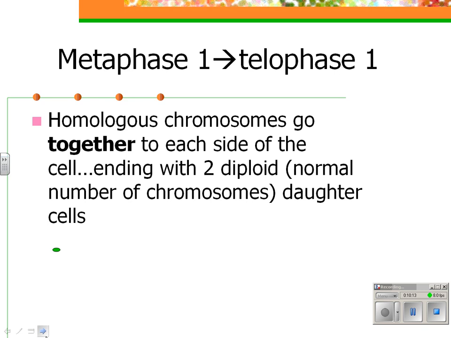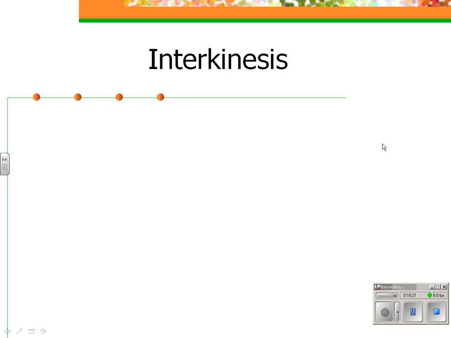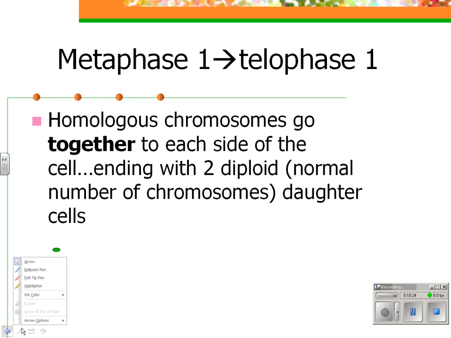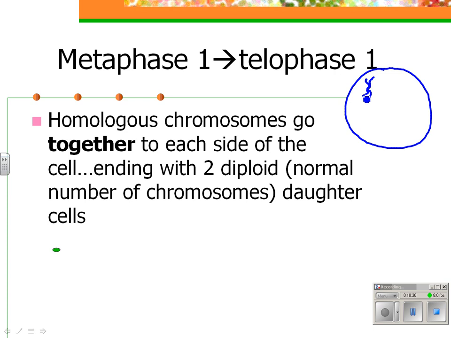So in metaphase 1 to telophase 1, homologous chromosomes go together to each side of the cell. So in other words, our chromosome pair number 1 here will split, and you'll end up with 2 of those. Instead of in mitosis, these X's got pulled apart. So when we're done, we have 2 cells in humans, each with 46 chromosomes.